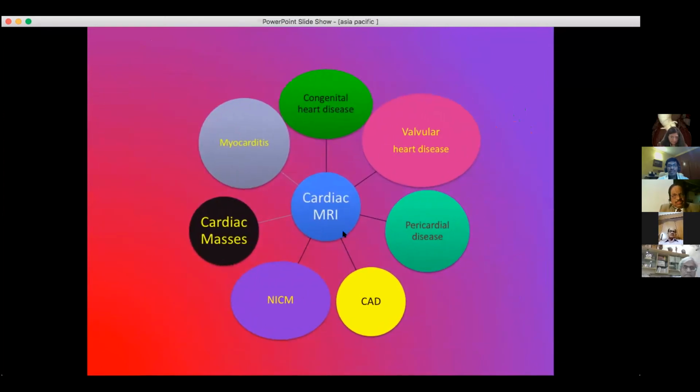So this is what cardiac MRI is, and this is the kind of workhorse that it is, that it looks at so many of the contemporary cardiac diseases that we work with day in and out.